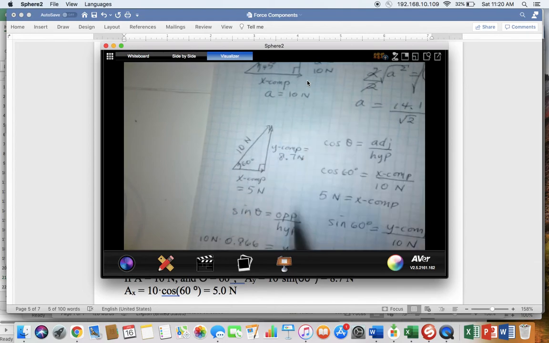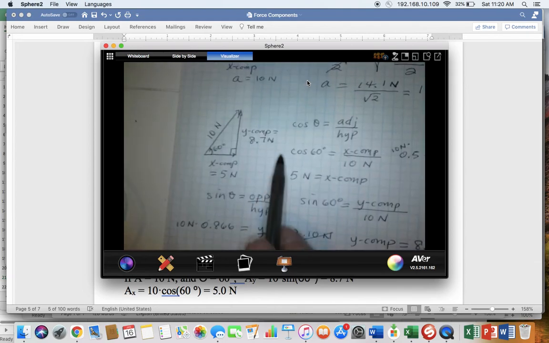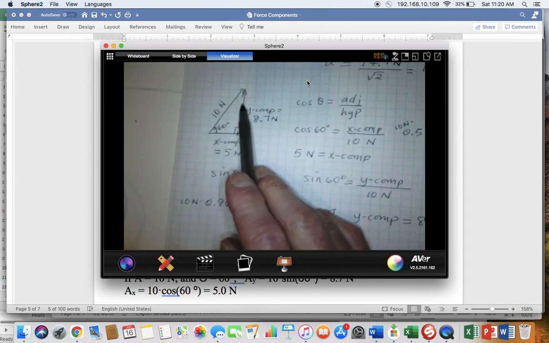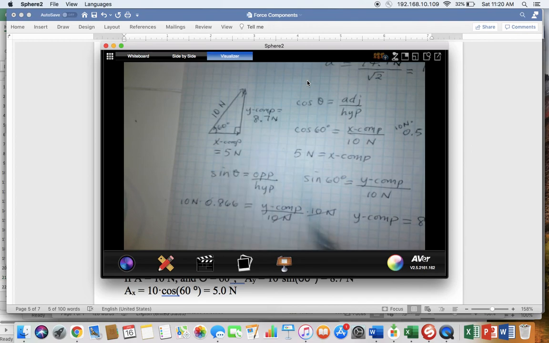And so now we have a value for how much y there is in this original vector, the y component, and how far this vector goes in the x direction, or the x component, 5 newtons.